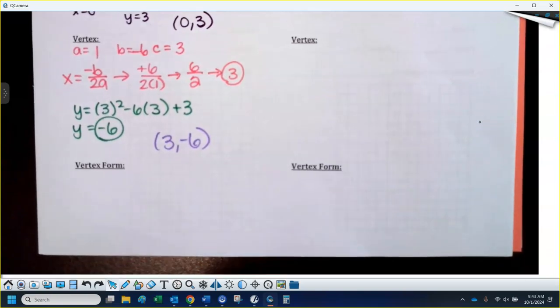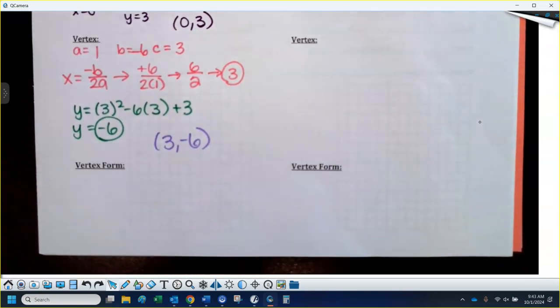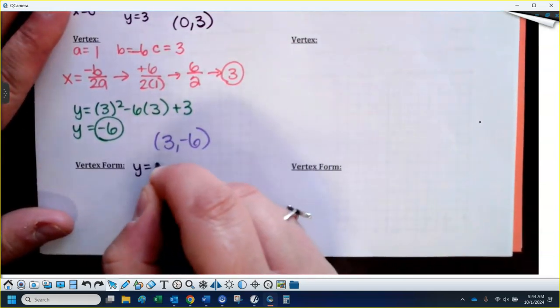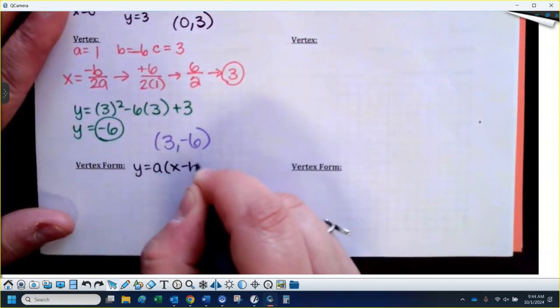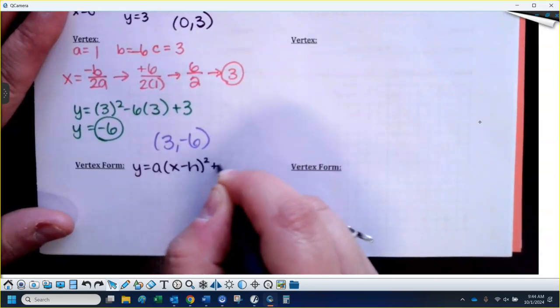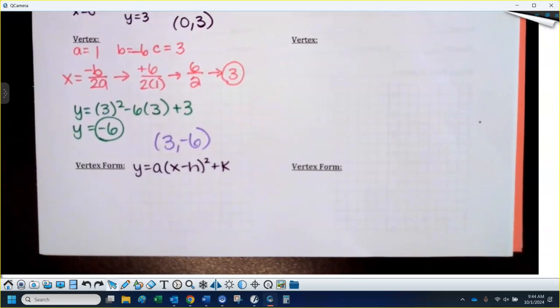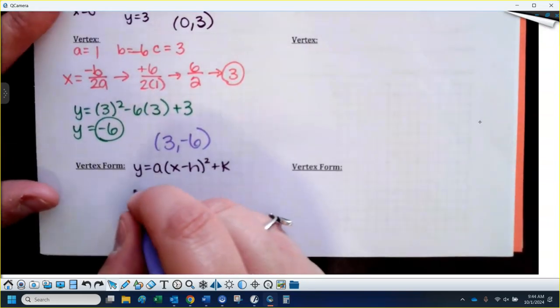Now, I'm going to come down here. Let me write the formula for this just in case you guys don't remember from the other day. So vertex form is y equals a times (x minus h) squared plus k, where (h, k) is the vertex. I just found the vertex was (3, negative 6). The a value is the same in both forms, so I'm just going to plug this in.